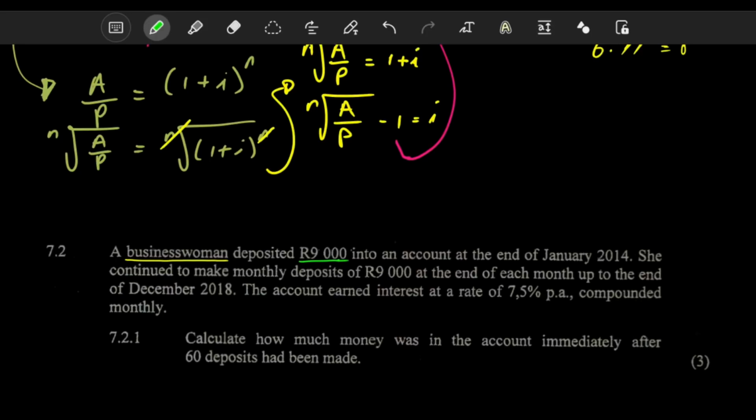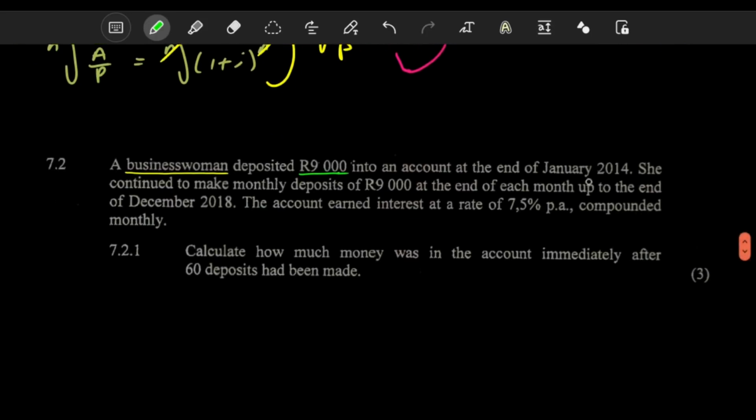So that being said, we want to take note of the fact that it's from January 2014 to December 2018. Fine. They said calculate how much money was in the account immediately after 60 deposits. So them telling us that we need to work out the balance after 60 deposits is like doing a lot of work for us already, because they've just given us a value for N. Because remember, N is how many times you have made deposits. So they've just given us a nice piece of information here. So we appreciate it, making our life so much easier.